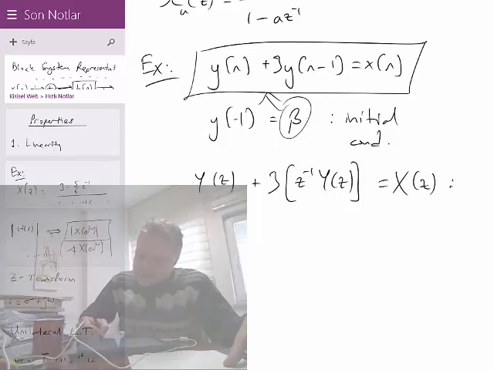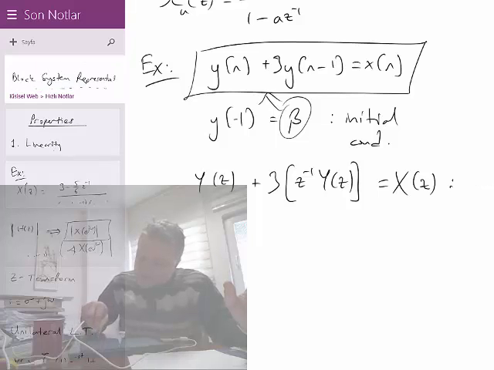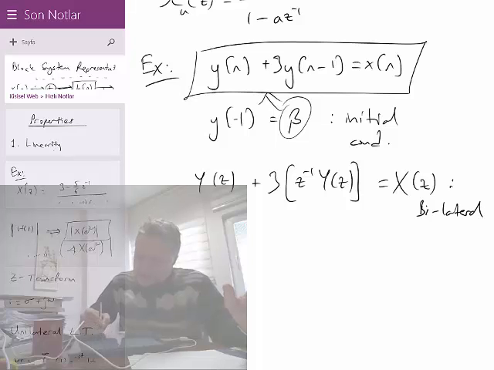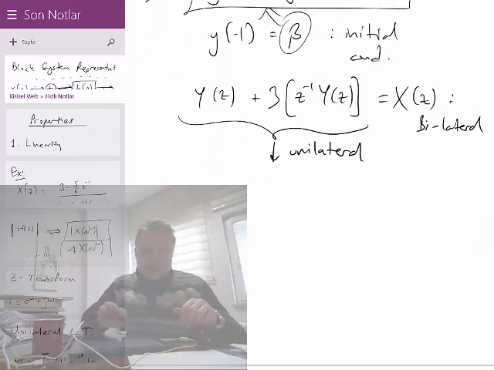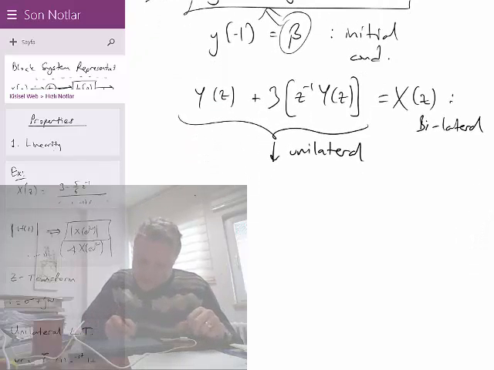But this is bilateral, the previous original case. Now this one will have to translate into unilateral like this. Be careful about what I'm doing. Y of z is y of z, of course. There's no problem about that.